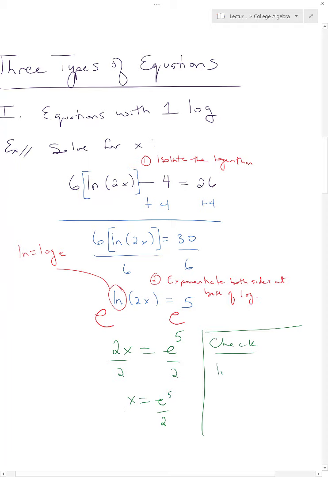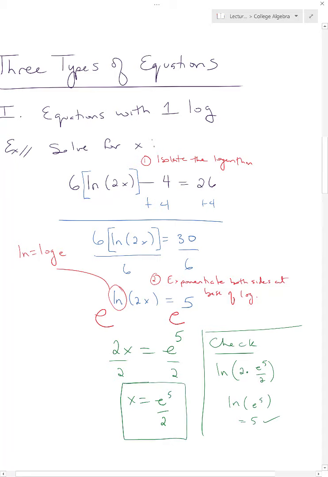So I would check here natural log of 2 times e to the 5th divided by 2, and this is natural log of e to the 5th. And I don't really have to work this out any further. I can see that this is going to be positive. But if you remember, log base e of e, these cancel each other out, and I have 5. And so that is a positive number. It works.